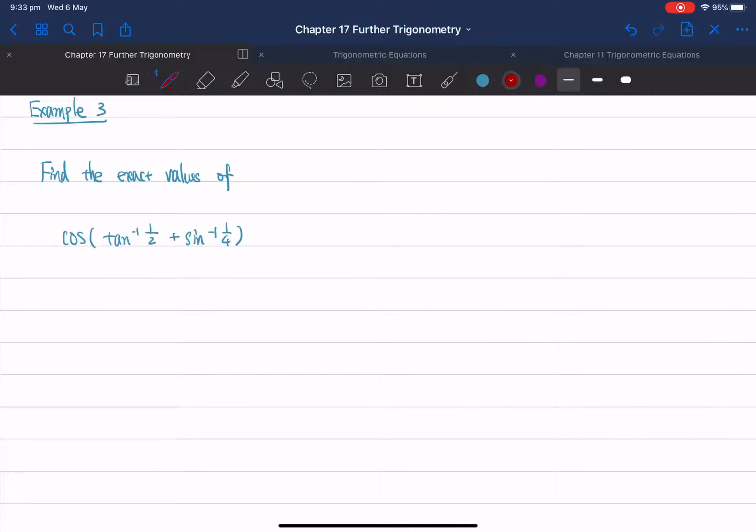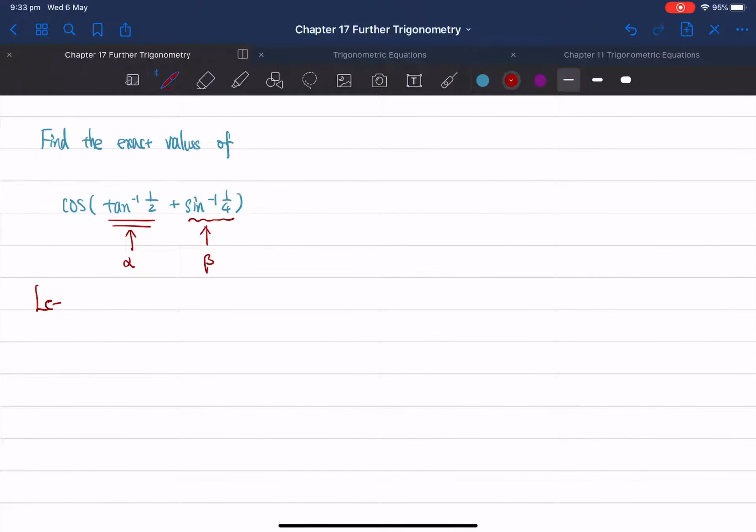Same thing, but the first step here is you're going to change these two to two angles. Let's just call that alpha, that's beta. So obviously the first step is you let alpha equal tangent inverse 1 over 2, and let beta equal sine inverse 1 over 4. Therefore tangent alpha is equal to half, and sine beta equals 1 over 4. I'm just setting up the question right now. I am not solving the question yet.